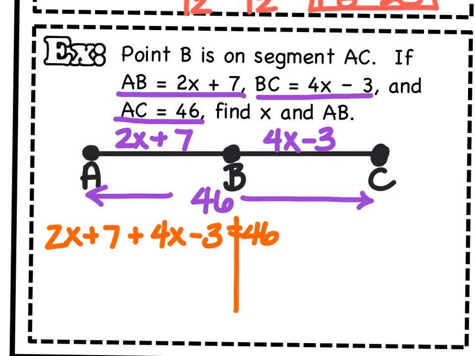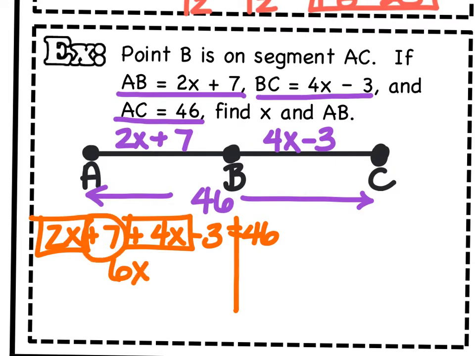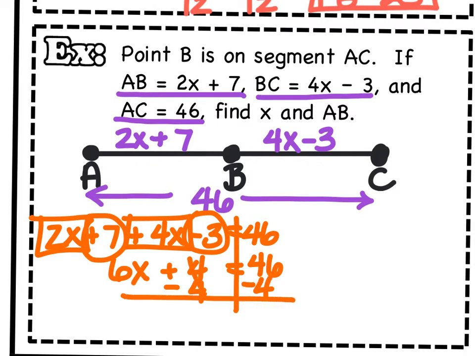I'm going to solve that equation by combining my like terms first. 2x and 4x is 6x. 7 minus 3 is positive 4. Subtract that 4 to the other side of the equation. So 6x is equal to 42. And I'm going to divide that 6 out on both sides. And 42 divided by 6 is 7.